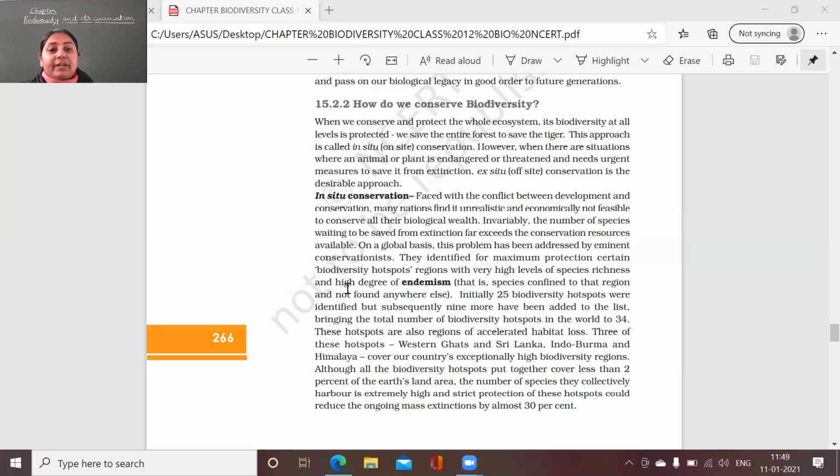That area which is rich in biodiversity, the ecologists consider as biodiversity hotspots. They said that biodiversity hotspots are actually those areas which have a high level of species richness. And what is the special thing is that not only do they carry a high level of species richness, but endemic species are also found in these areas.